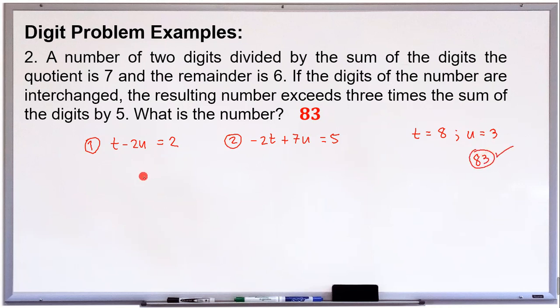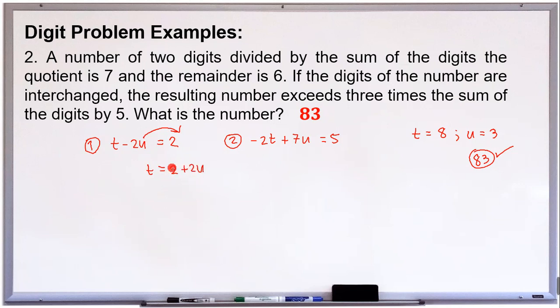Now, let me show you the second method in solving these two unknowns. So let's start with the first equation. We're going to solve the variable t here in terms of u and the constant. To do that, we're going to transpose this one to the right side. So we have t is equal to 2 plus 2u.